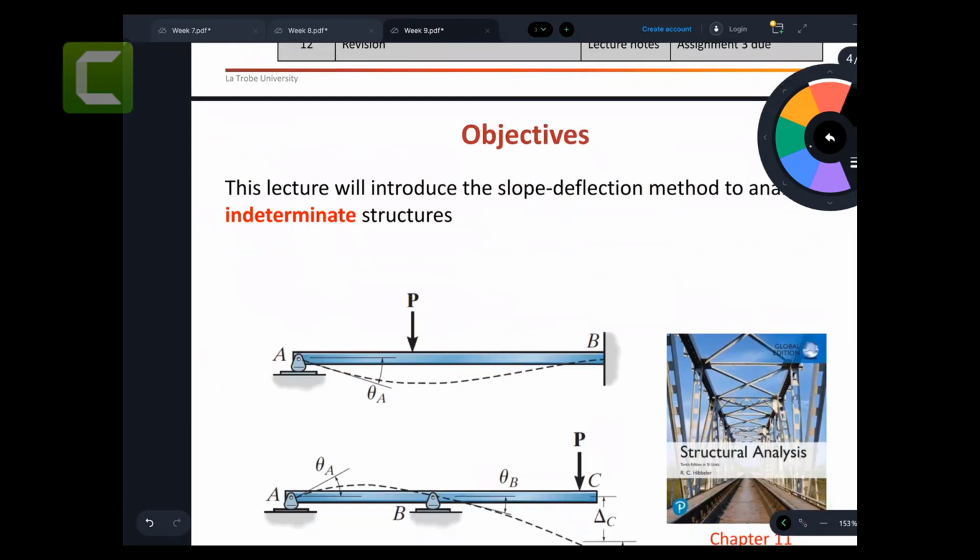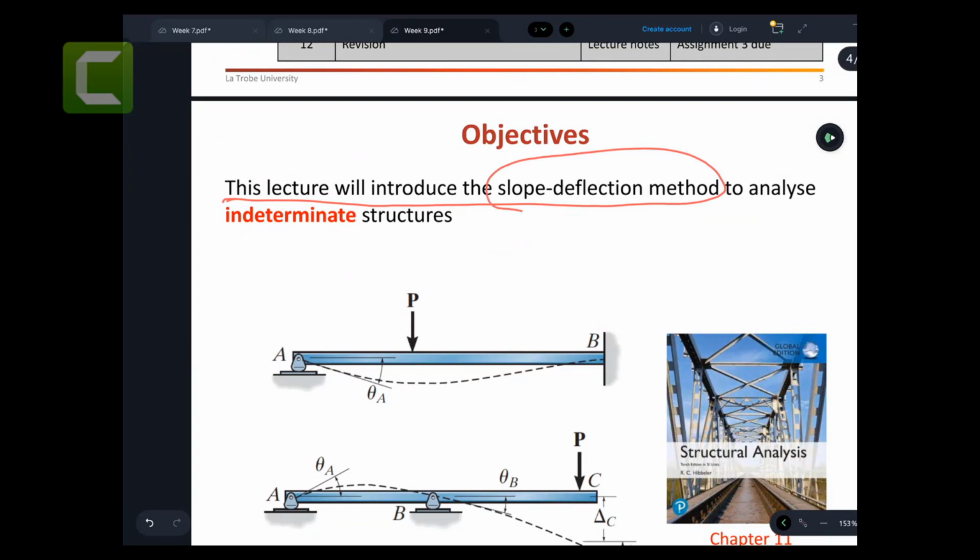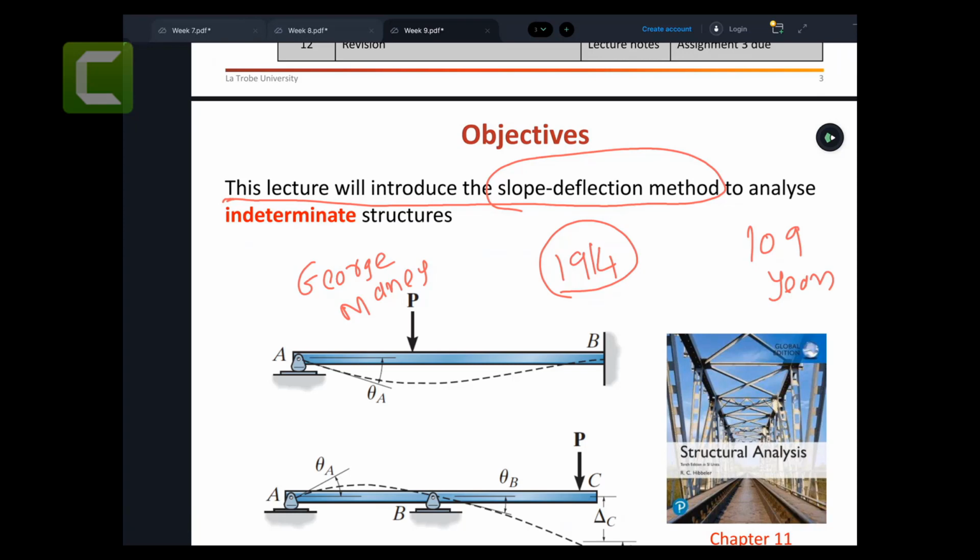Now, this week, as I mentioned, we are starting to introduce the lectures for the slope deflection method. The slope deflection method is quite old, almost 109 years old by this name, and it was first developed in 1914. A bit of history: I think George Maney, a German academic, introduced it.